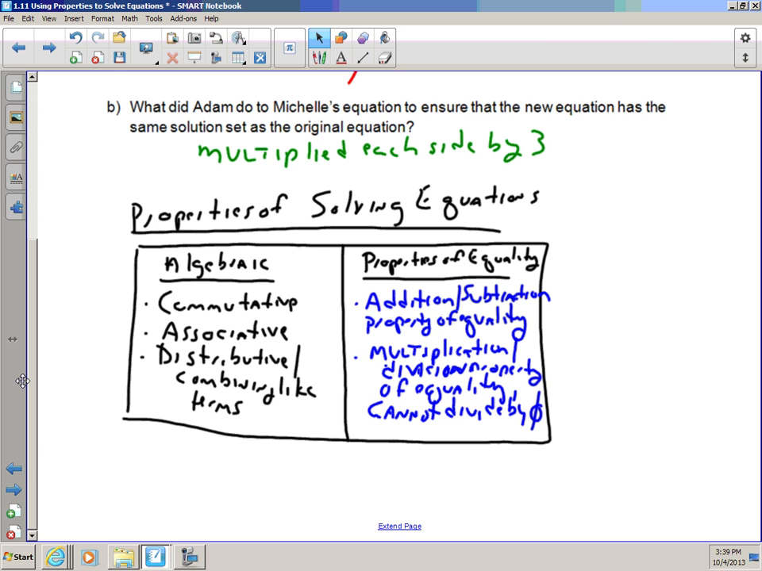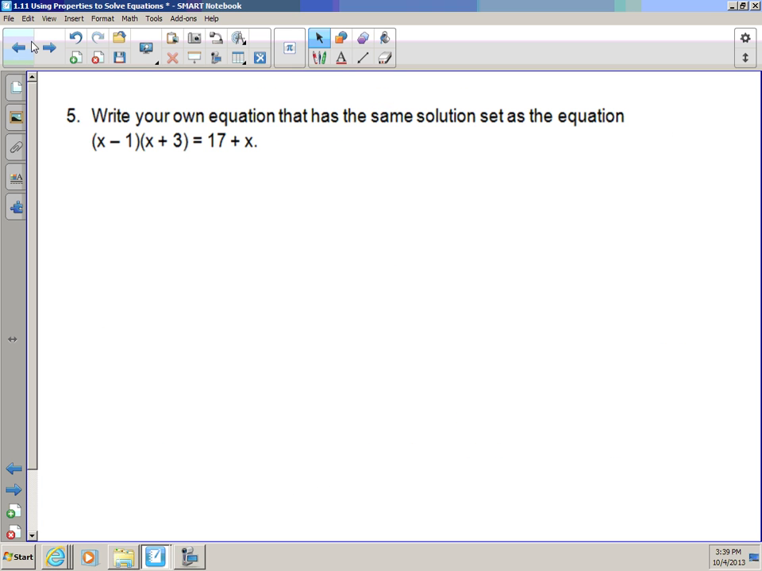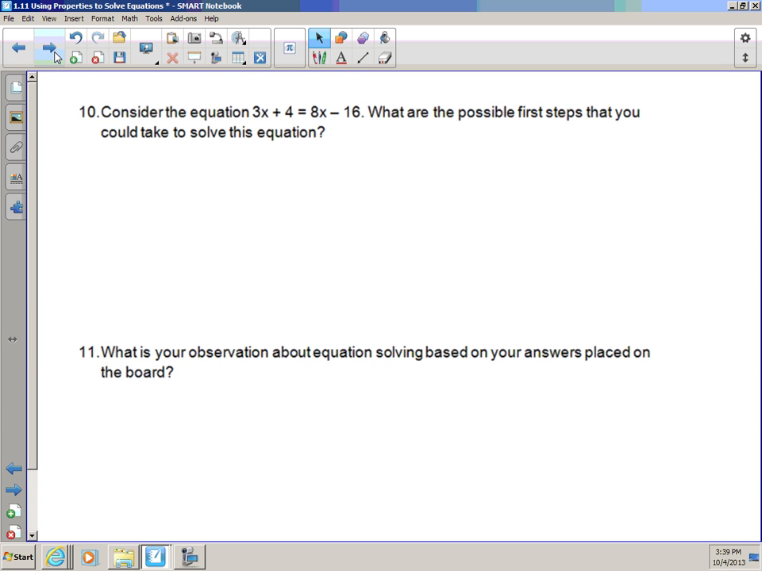Now, what I want to do on the next slide, and since my orientation is off, it gets a little crazy here, so just bear with me for a moment. There we go. So I have the equation 3x plus 4 equals 8x minus 16. What are the possible first steps? Well, there actually are 4 possible first steps. I can subtract 3x from both sides. I can subtract 4 from both sides. I can subtract 8x from both sides, or I can subtract or add 16 to both sides.